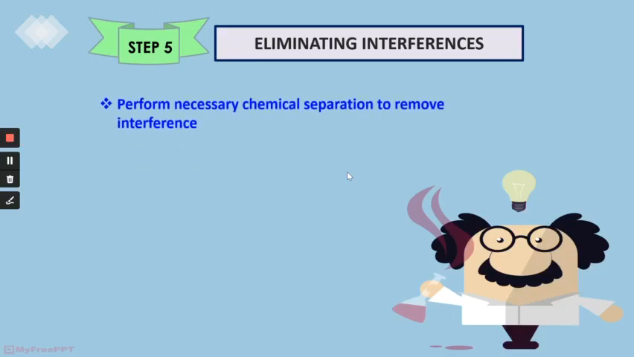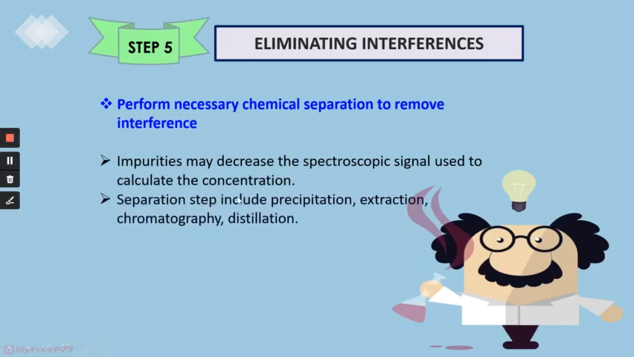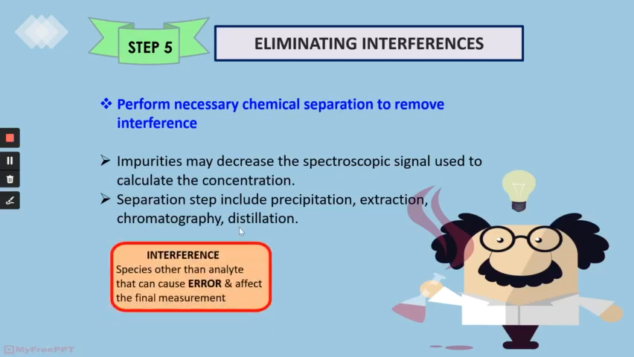Step 5, eliminating interferences. Perform the necessary chemical separation to remove interference. Impurities may decrease the spectroscopic signal used to calculate the concentration. Separation steps include precipitation, extraction, chromatography, or distillation. So you must know what interference is. Interference is a species other than the analyte that can cause error and affect the final measurement.